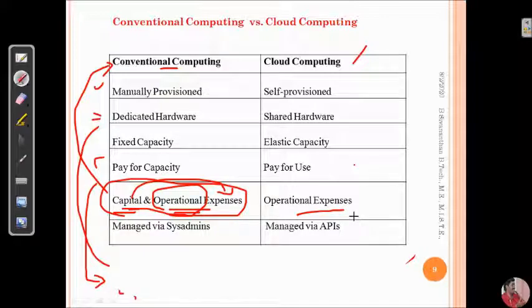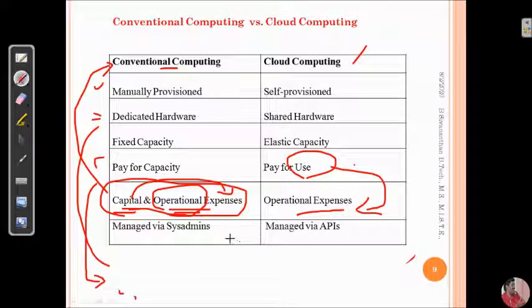Based on the usage of particular hardware resources, or a particular platform as a service, or particular software as a service, based on our usage, we are going to pay. So that is called operational expenses.